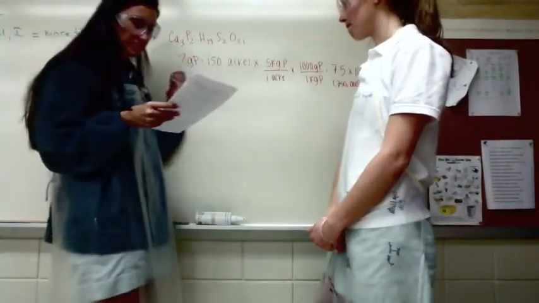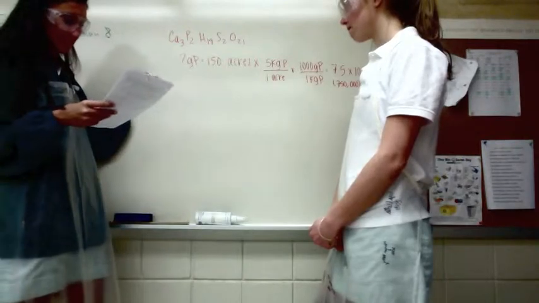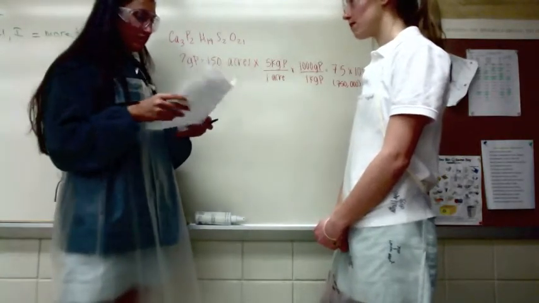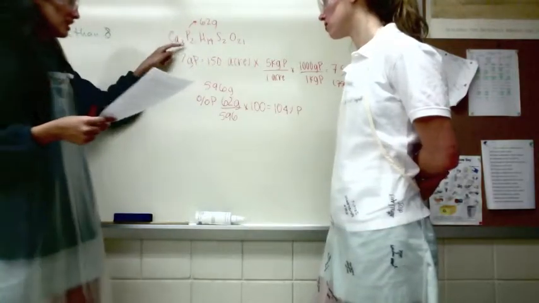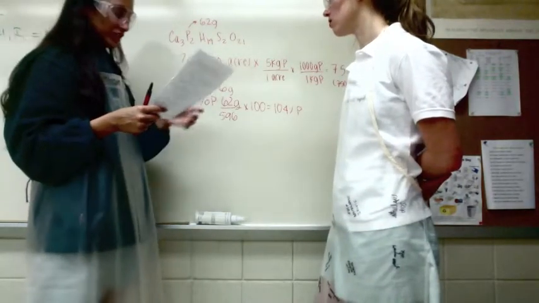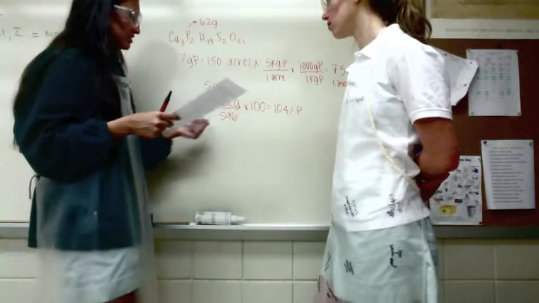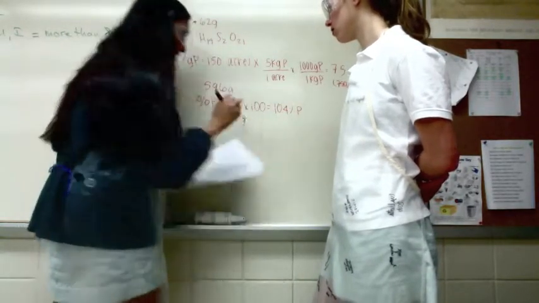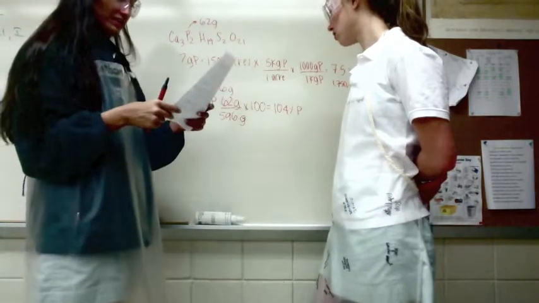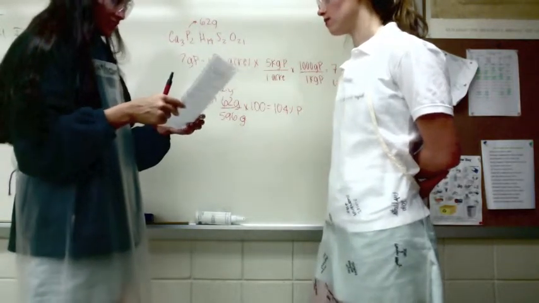Next, the farmer would need to find the molar mass of Ca3P2H14S2O21. Molar mass is 596 grams. To find the percent of phosphorus, you would have 62 grams of phosphorus inside of the molecular formula, and then you would just divide it by 596 grams times 100 to get 10.4% of phosphorus.